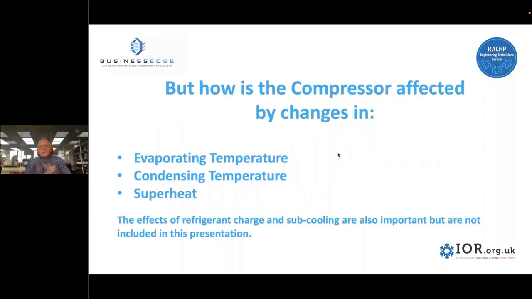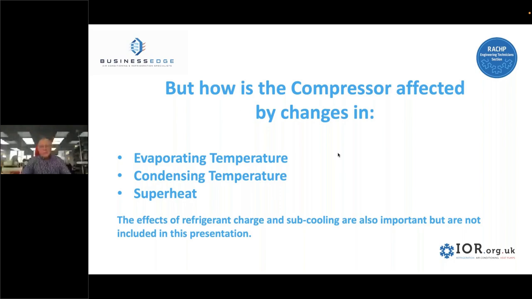So how is the compressor affected by the changes in that perfect cycle? Looking at that perfect cycle and the refrigeration software there, the effects I considered were evaporating temperature, the condensing temperature, and the superheat. Of course, refrigerant charge and subcooling are also factors that will have an impact in the way that I've described, but I've not included them here.